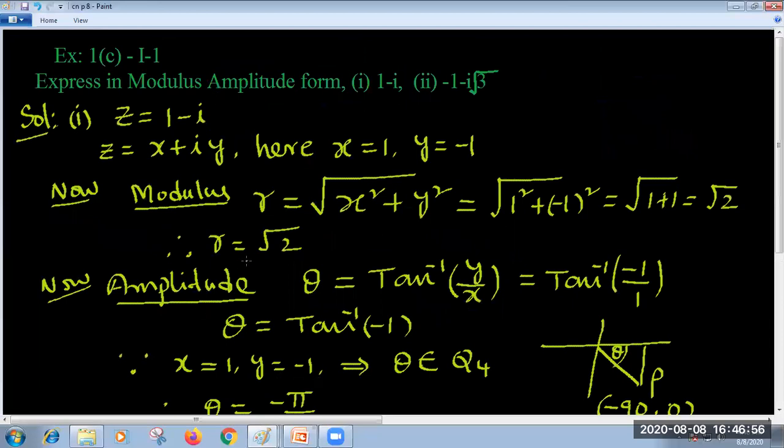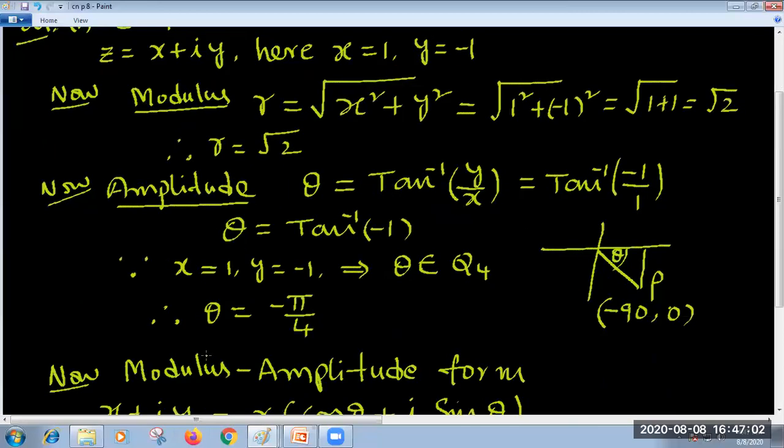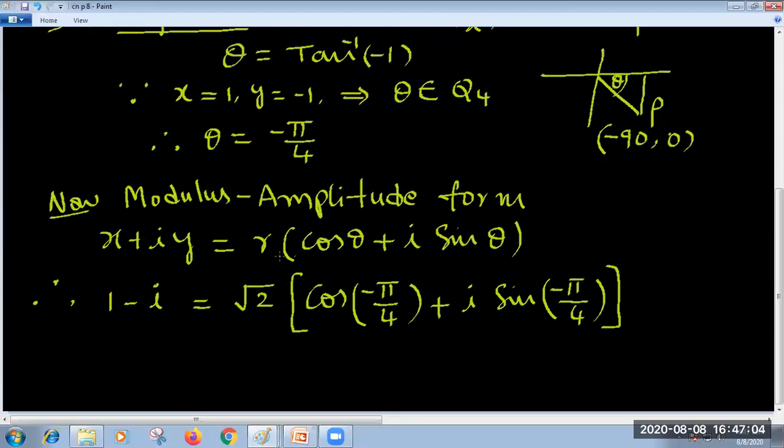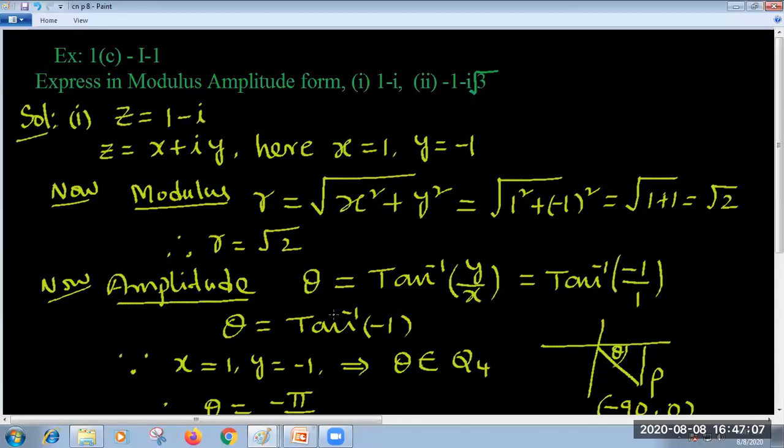We have to find the modulus, that is the r value, and the amplitude, that is the theta value, and then substitute the r and theta values in the modulus amplitude form. So this is the first bit, and let us take up the second bit in this question. The second bit is in your exercise, the fourth question in the same.